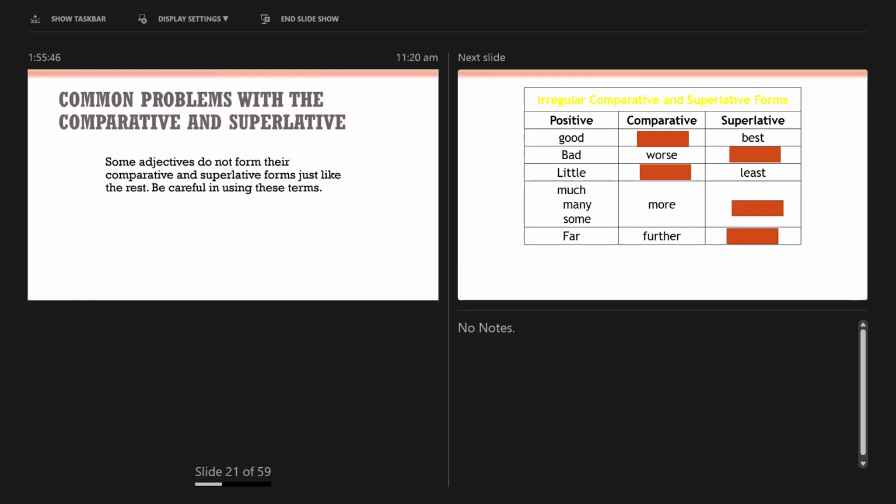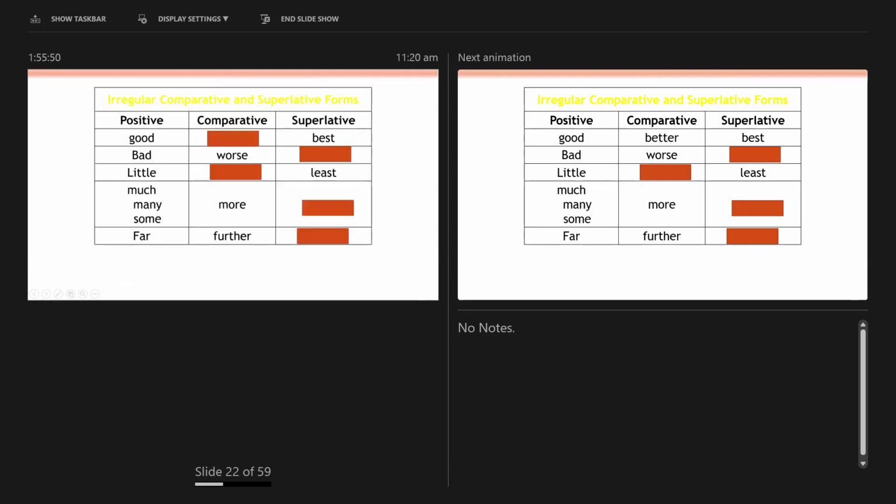Actually, na-advance ko na yung sinasabi ko kanina, yan yun. So let's take a look at this table. Irregular comparative and superlative forms. Good, better, best. Bad, worse, worst. Sige, try niyo sagutan tong isa. Little, less, least. Okay, very good.